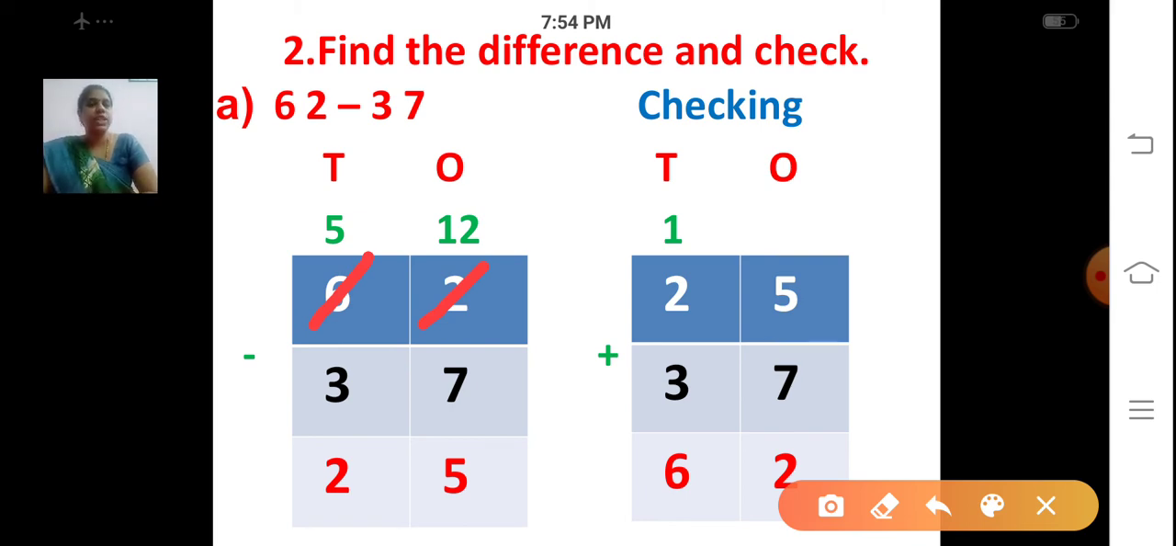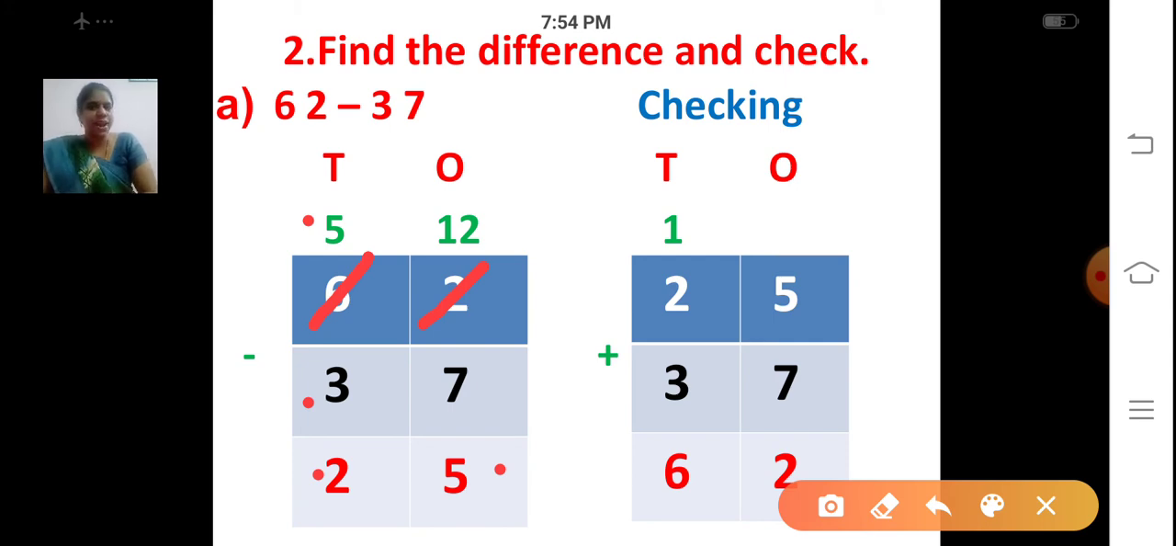So now subtract 12 minus 7 and tell me the answer. 12 minus 7. After 7, 8, 9, 10, 11, 12. So 12 minus 7 is 5. Let's subtract the tens place now. 5 minus 3. After 3, 4, 5, 2. So when you subtract 62 minus 37, my answer is 25.